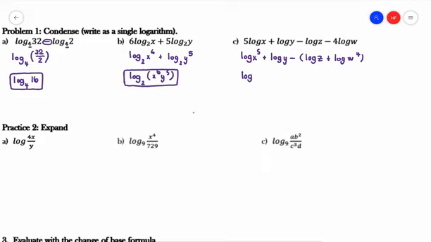So we've got log x to the 5th y minus log z w to the 4th. And now that minus tells me to divide them. X to the 5th y over z w to the 4th. And we have our one single log.